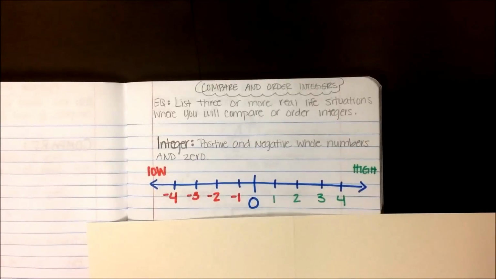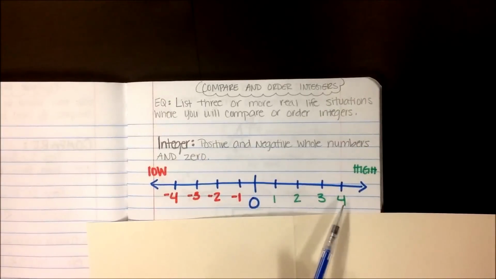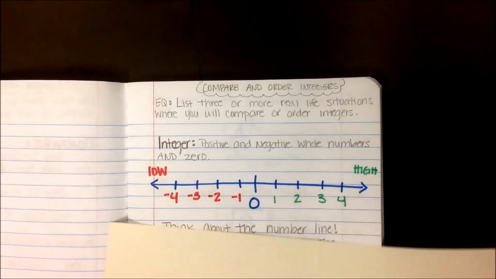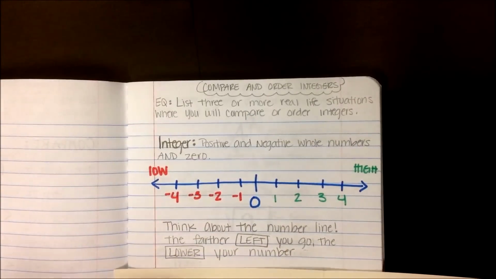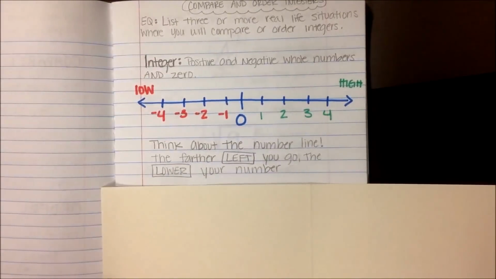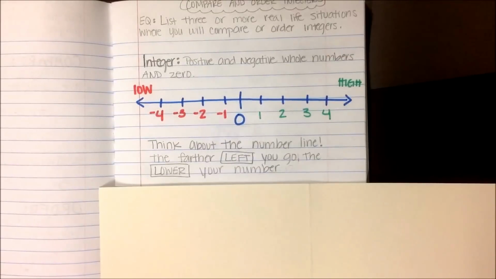The lowest number on this number line is -4, and the highest number is +4. The left is the low side, the right is the high side. I want you to write that little trick for yourself. When you're talking about integers, think about the number line. The farther left you go, the lower your number is.